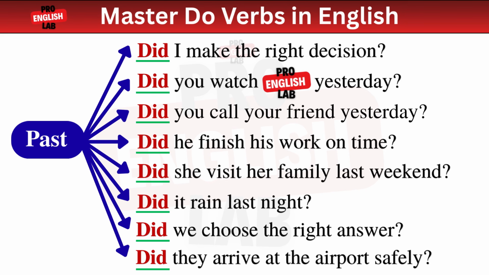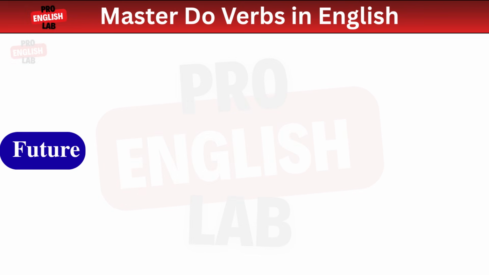Now that we understand how did works in the past, let's look at how we use the verb do when we talk about the future. In the future, we use do after will to talk about future actions. Let's look at some examples.